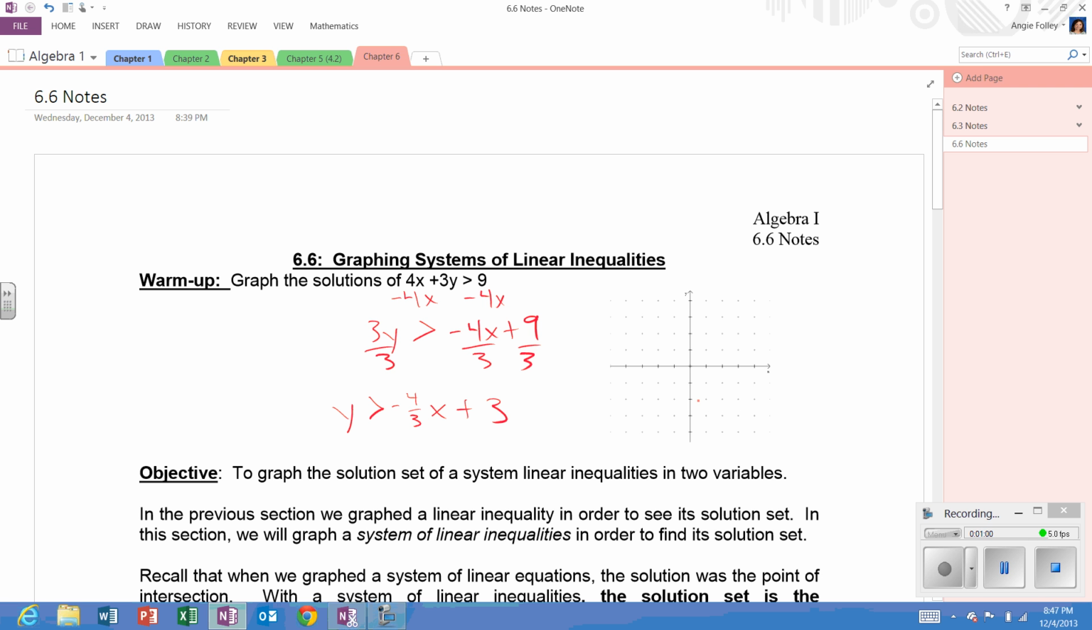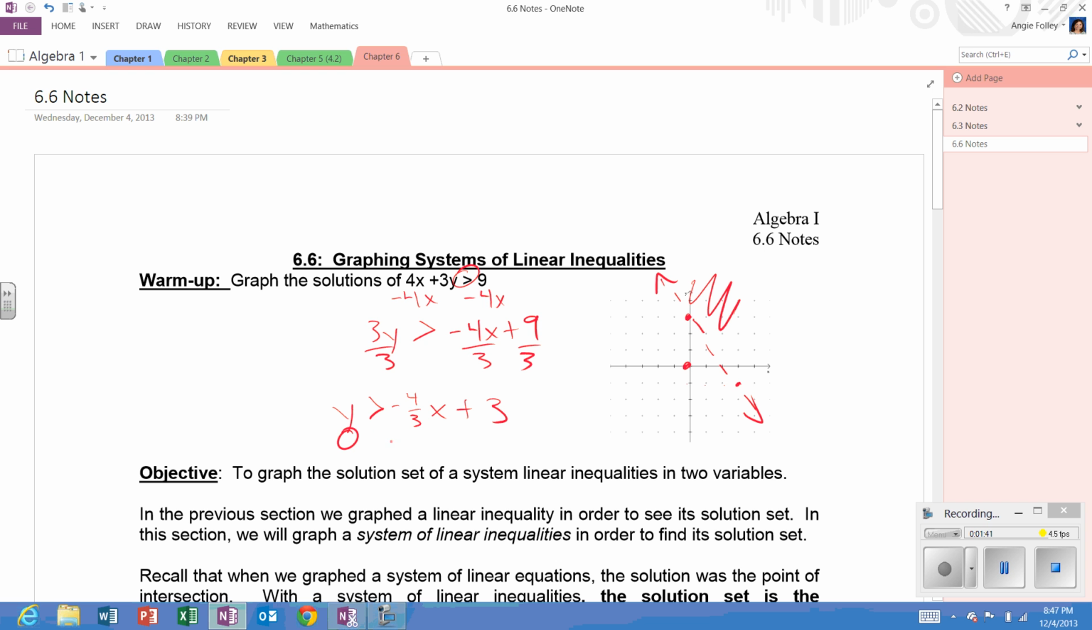Now, to graph this, we're going to go to the y-intercept of 3, and then our slope is negative 4/3. So I'm going to go down 4 and to the right 3, and put my other point. Now, we need to decide if we want a dashed or a solid line, and because it is a greater than sign, there's not an equal to also, we're going to use a dashed line. And now we need to decide which side to shade.